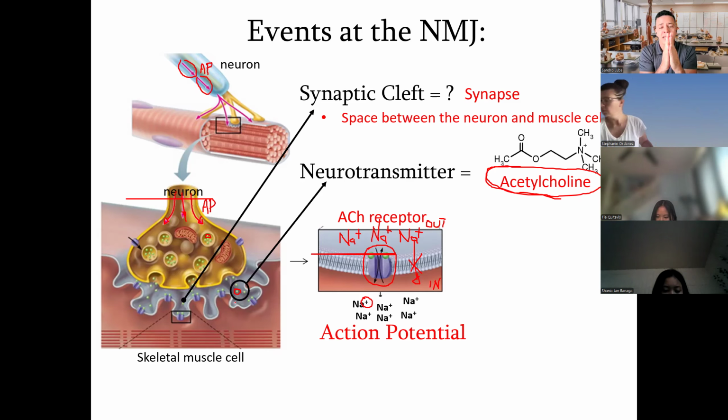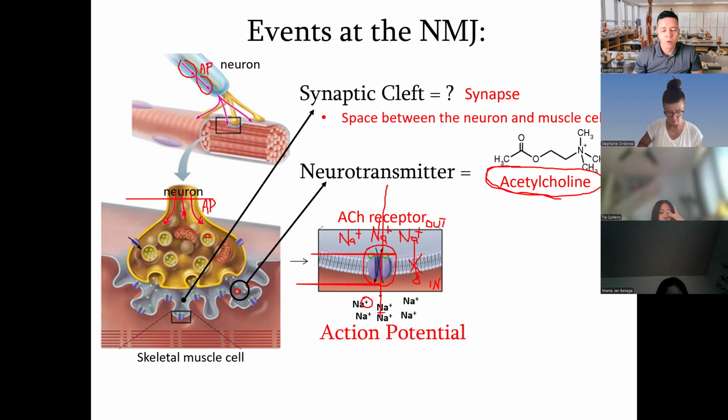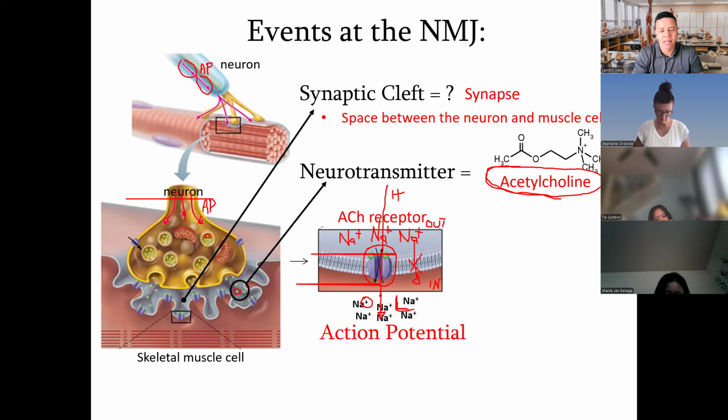Once the ion channels now are open, because of the acetylcholine binding to it, now we're going to have a flood of sodium going inside of the cell, moving by diffusion. More specifically, facilitated diffusion, moving from high concentration outside of the cell to lower concentration inside of the cell.